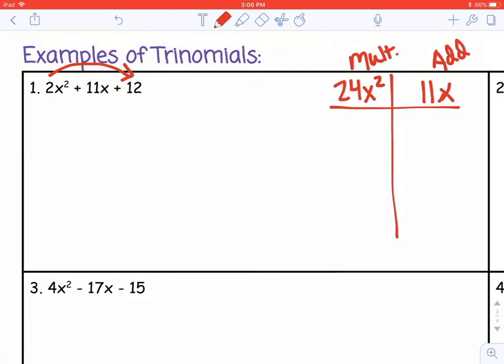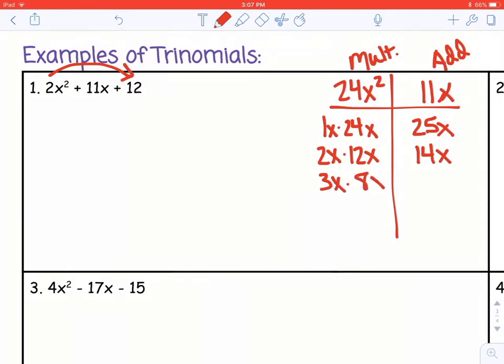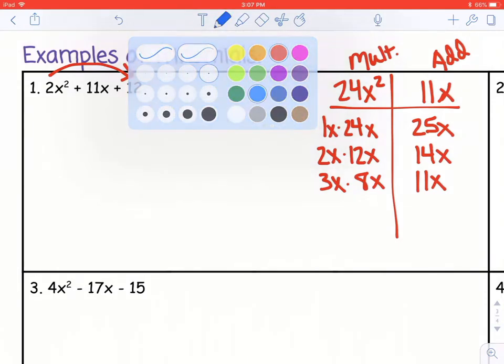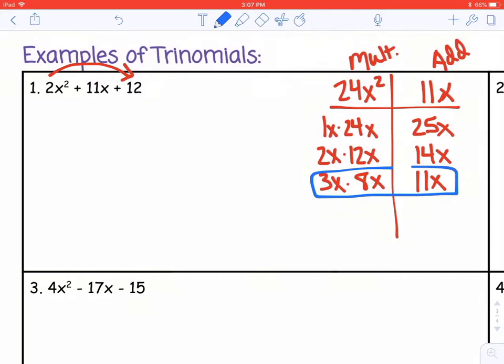All right, so we need to list all the possible things that could help us to get 24x squared. So that would be 1x times 24x. But that adds up to 25x, so that's no good. Then we have 2x times 12x, and that would add up to 14x, so that doesn't help. And then we have 3x times 8x. Those are our magic numbers because they add up to 11x. So we're going to take what would give us both of those combinations. They multiply to get 24x squared and they add to get 11x.